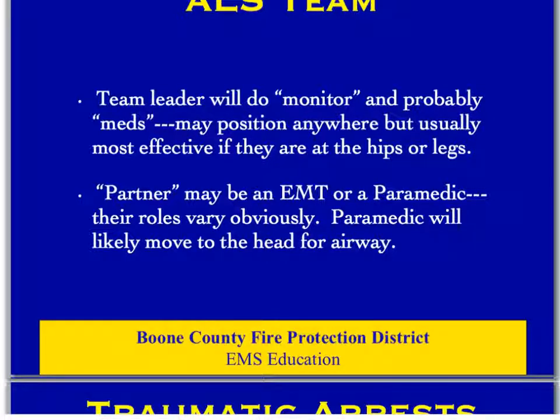And then the partner of that team leader may be an EMT or maybe another paramedic, and so depending on which they are, that depends on what they're going to do. The paramedic partner will likely move to the head to do airway stuff. The EMT partner may be assigned various different things by the team leader. So there's a lot of variability in it based on staffing and personnel and personalities.